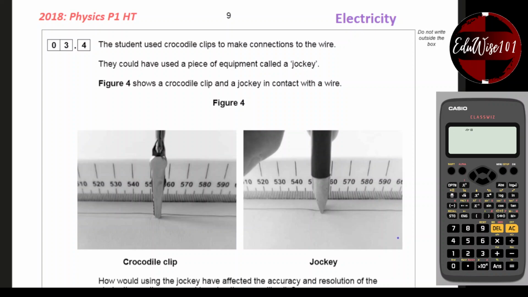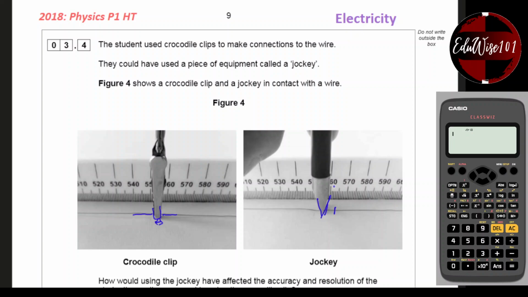3.4. The student used crocodile clips to make connections to the wire. They could have used a piece of equipment called a jockey. Figure 4 shows a crocodile clip and a jockey in contact with the wire. Now, you can see the amount of surface area of the wire that is in connection with the crocodile clip is quite big. Right? That's at least half a centimeter, or about a couple of millimeters. Now, a jockey is actually pointed. That point is sharp. So when you connect it, you're just placing it on a very specific length on the wire.